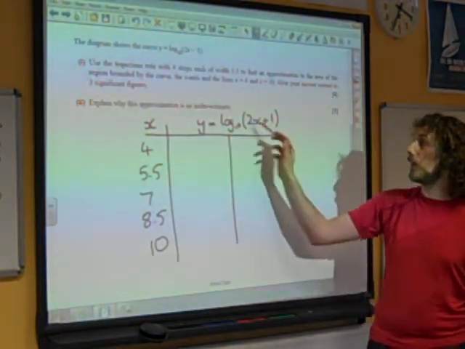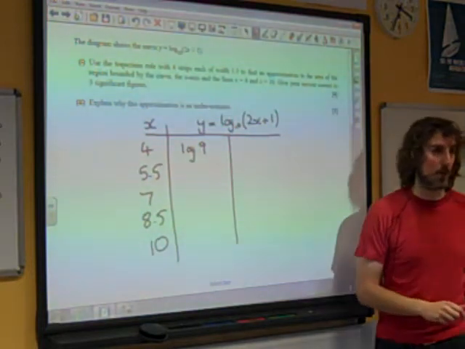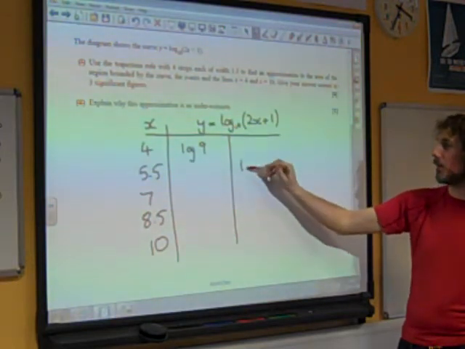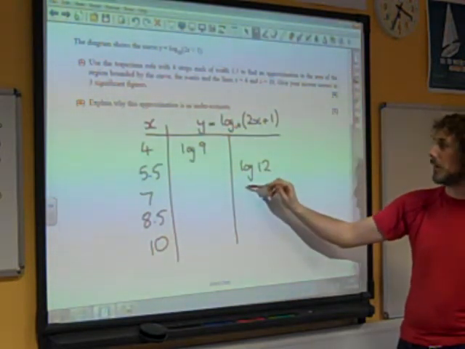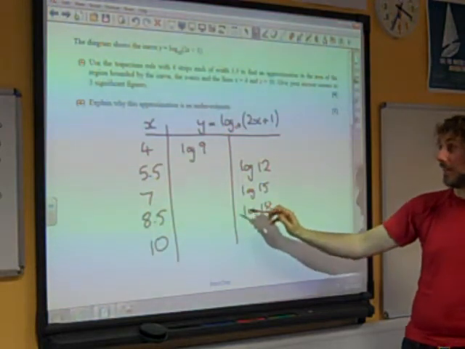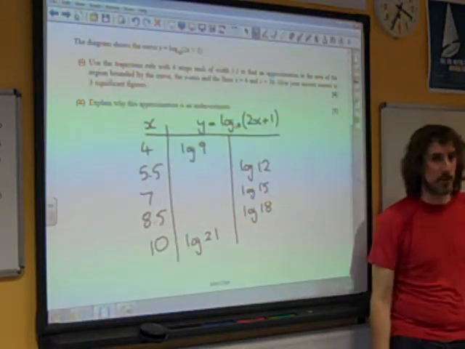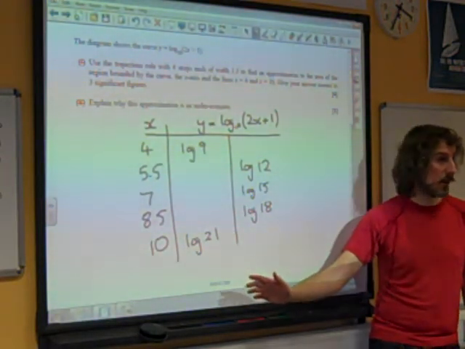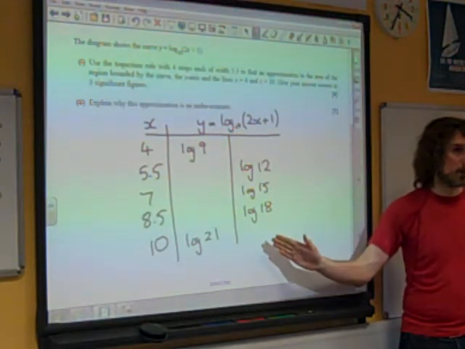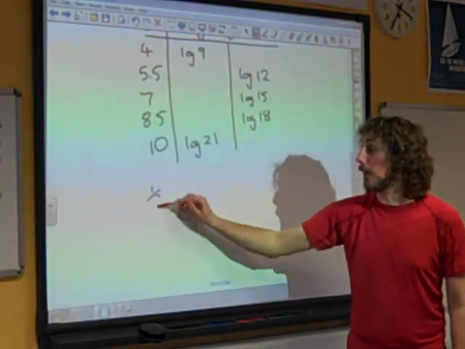So this one is, if you sub 4 into this, you get log of 9, 2 times 4 plus 1. If we sub 5.5 into this, you get log 12, I think. And this one would be log 15. And this would be log 21. It's not a big deal. All this is doing is reminding me that when I go on to the next stage, I'm going to deal with the first and last ones from this column, and I'm going to double the ones from this column. It's not a big deal, but I just find it a helpful little visual aid.